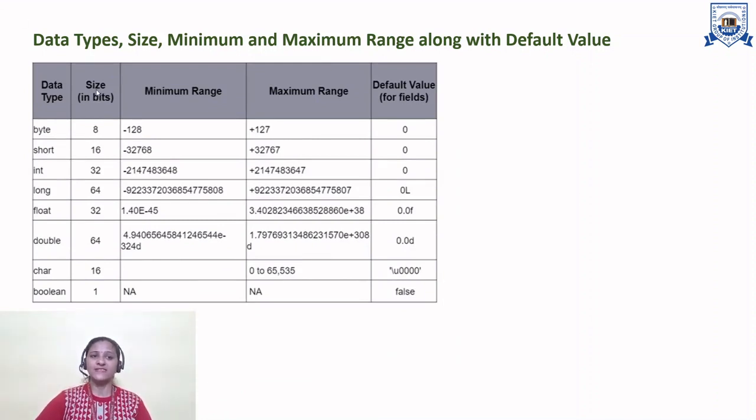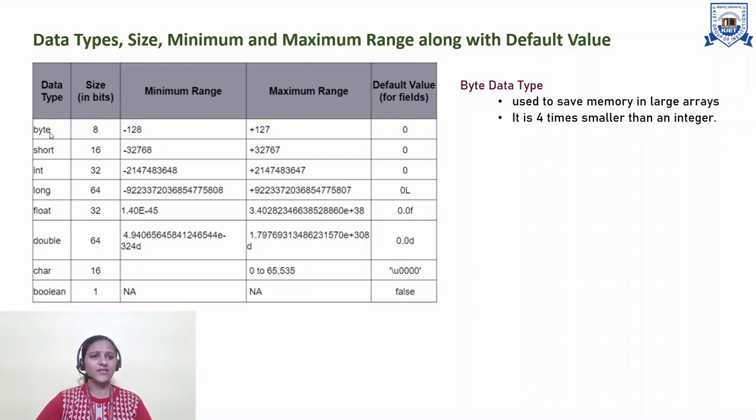Byte, its size in bits is 8 and default value is 0. Short, in bits the size is 16, int 32, long 64, float 32, double 64, char. Here in Java it contains 2 bytes, so the char will have the size of 16 bits. Boolean contains the value true or false. It has the size of 1 and the default values are included over here. This column includes the minimum size and this column denotes the maximum range they can occupy.